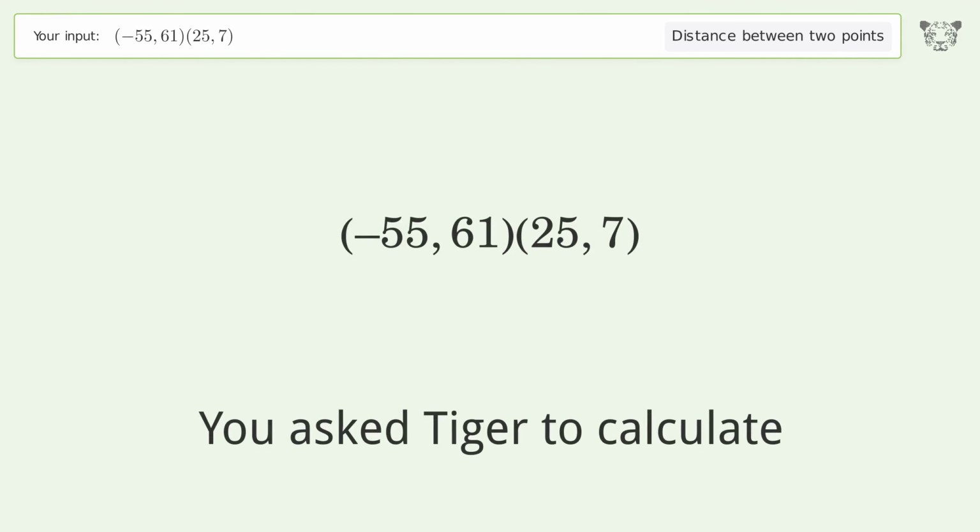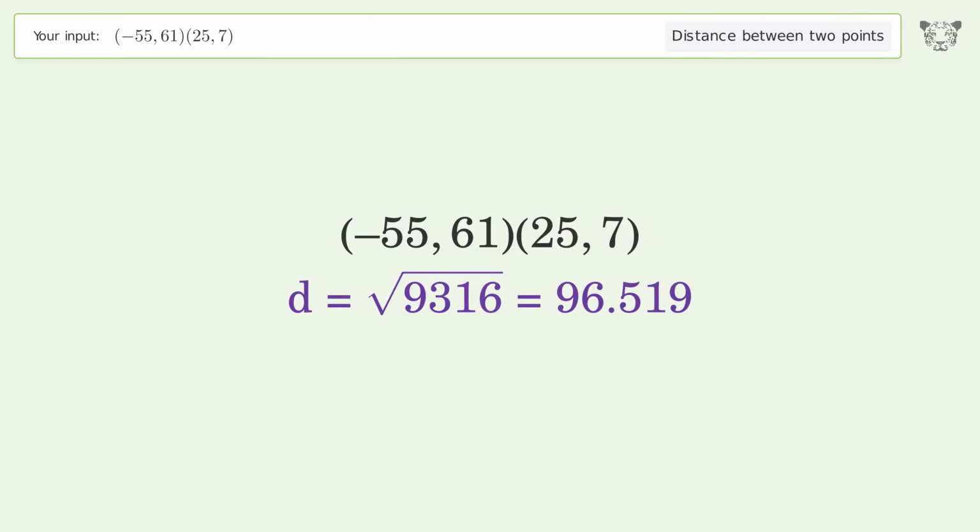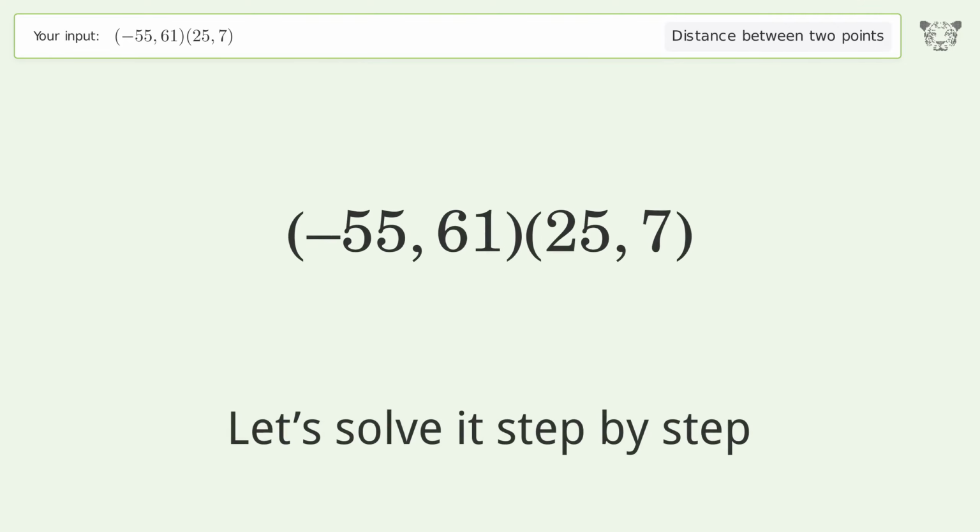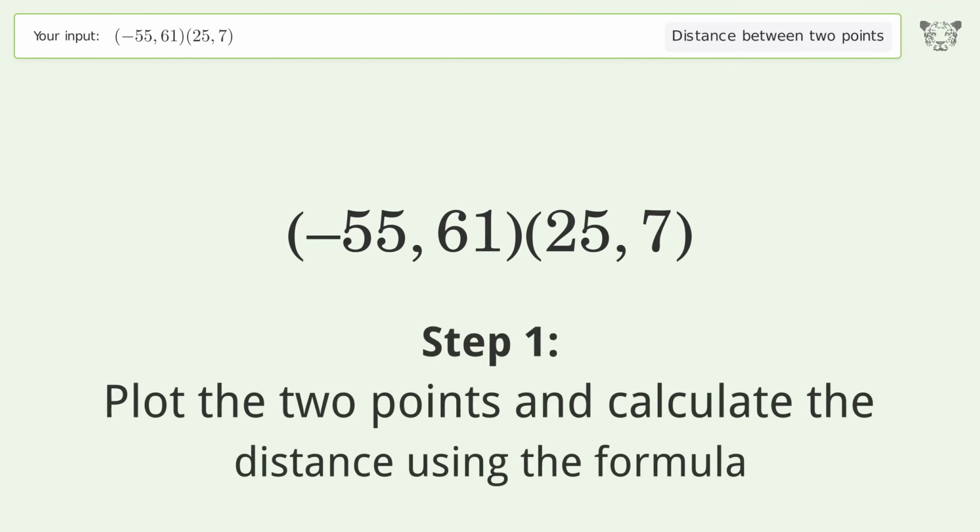You ask Tiger to calculate. This deals with the distance between 2 points. The distance between the 2 points is the square root of 9,316, or 96.519. Let's solve it step by step. Plot the 2 points and calculate the distance using the formula.